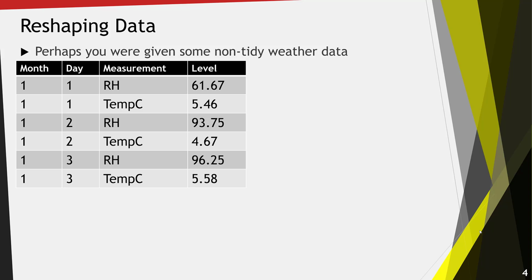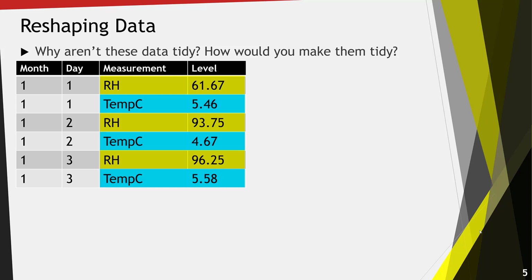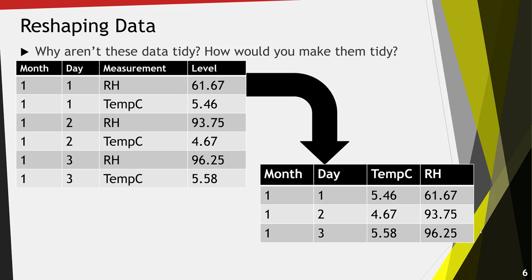Suppose you were given this table of non-tidy data. Why are these data non-tidy? You can see that the level variable contains information on both relative humidity and temperature. This violates tidy data principles because we're holding two types of information in the same column of our table. What we might like to do is rearrange this table so we have a month column, a day column, a temperature column, and a relative humidity column. Converting your data to something like this format is exactly what reshaping data is.